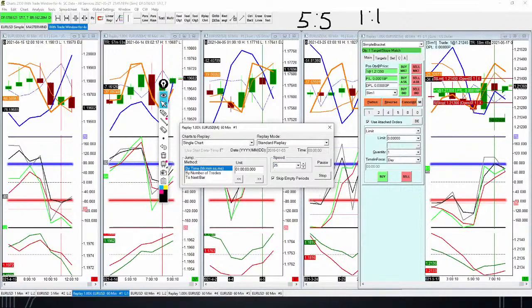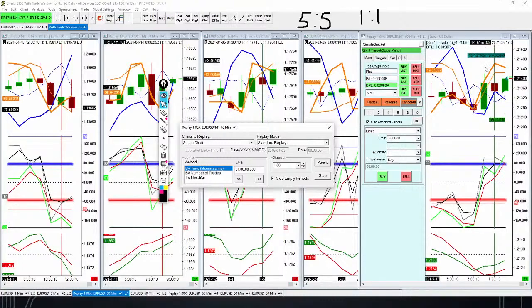Let's go 25 times the speed. All right, almost there. Come on, get up there. Oh. Slow that down. So we're about 8 minutes and 25 seconds. There we go. So 8 minutes and 20 seconds or so into the candle, and we took profit for that particular setup.